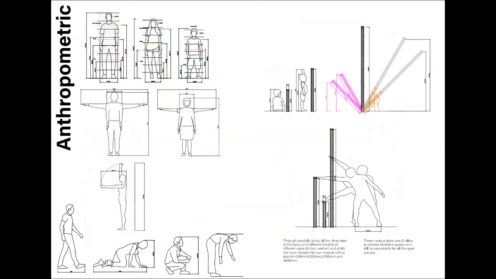Through careful study of the dimensions of the body and the different heights of different ages, man, woman, and child, we decided our model will be sized in 600 millimeters, 1.2 meters, 2.4 meters, and 4.8 meters. This variety of sizes allows us to create attractive space and still be operable for all age groups.